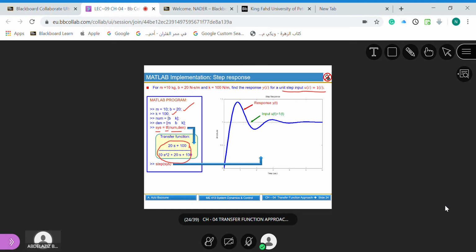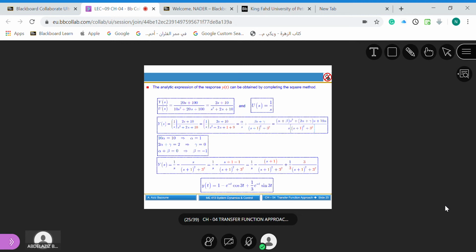And then if you just plot step(sys), MATLAB will understand that you are asking for the step response. It will adjust the time given this transfer function, and it will give you this response. The input here is the dotted line, which is a step input of magnitude one, and the output response is the blue line, which is this one. Very simple. You can solve this just by using MATLAB, or by using the previous method with the Laplace transform. So Y(s) over U(s), when you plug in the numbers, you get this equation, (2s plus 10) over (s squared plus 2s plus 10), given the input U(s) is equal to 1 over s.